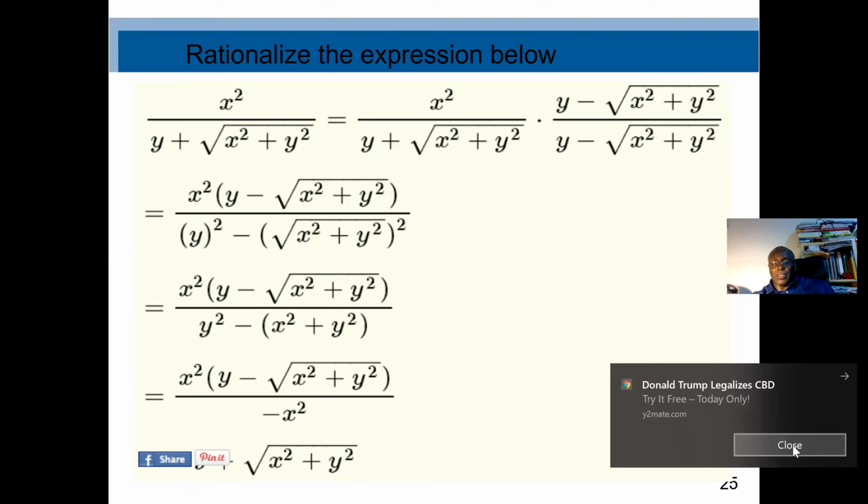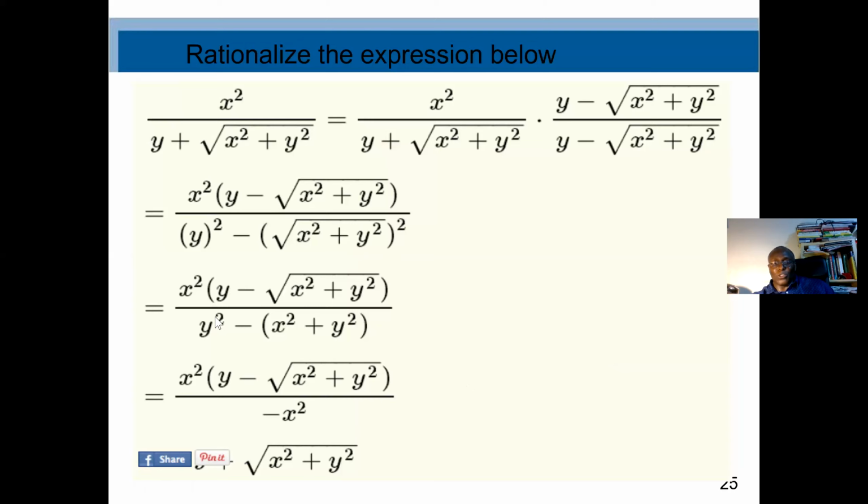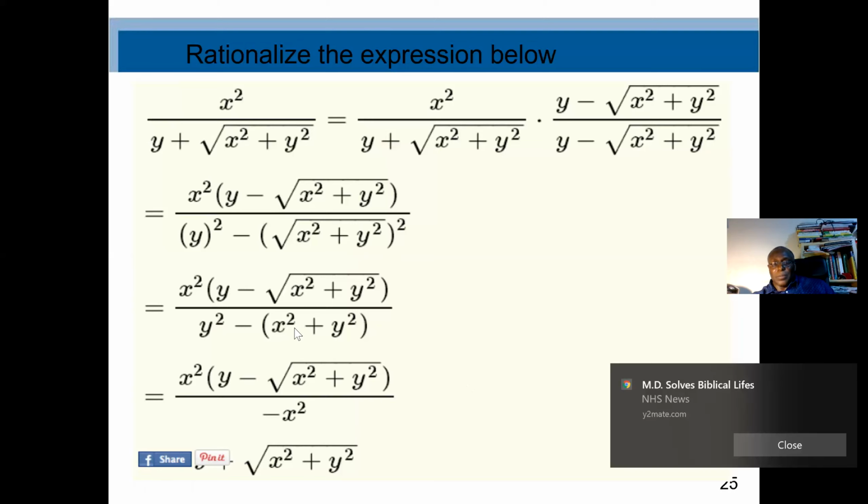Then we have some like terms here, so we can combine y squared minus x squared minus y squared. So y squared minus y squared will be 0, so we'll be left with only minus x squared. And that will be our final solution here. And actually here we can cancel x squared. We cancel x squared and it is left with negative. So our answer will be negative, parenthesis, y minus the square root of x squared plus y squared.